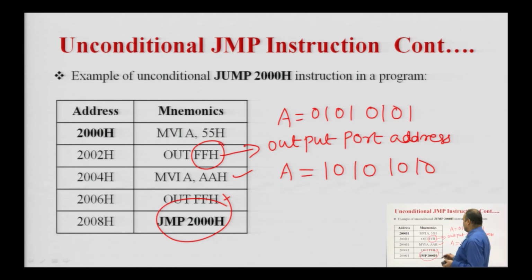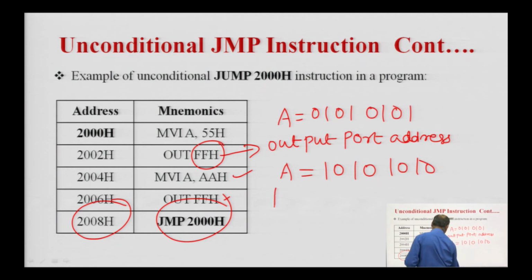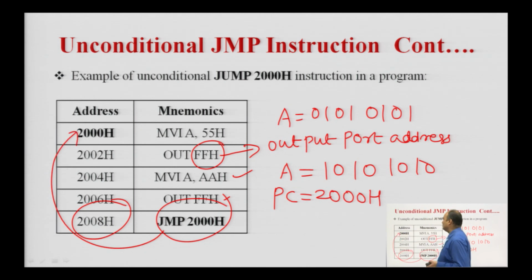This process is repeated, meaning the processor will keep on toggling each and every bit of the accumulator repeatedly. Here the JMP instruction is used. Whenever the microprocessor executes the JMP instruction present at memory location 2008H, the program counter will have the value 2008. The processor will execute the instruction JMP 2000H. It will immediately load the 16-bit address specified with this jump instruction. So the program counter will hold the value PC equals 2000H, and it will resume its operation from this memory location, 2000H.